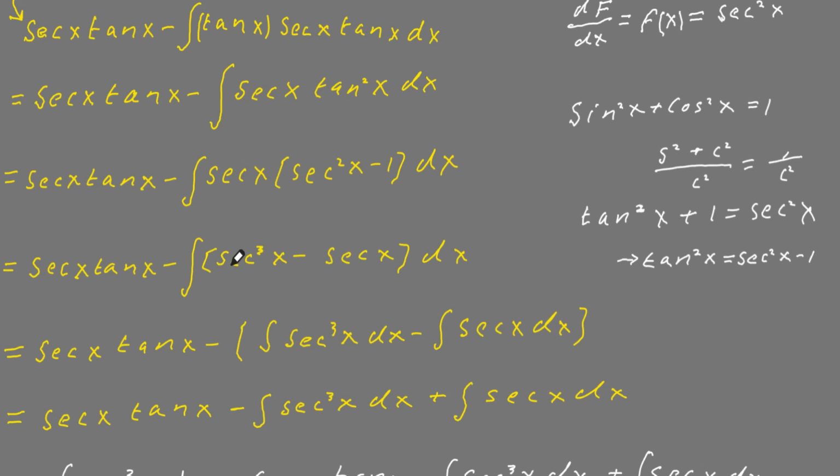So now what you can do is you can put brackets around this integral over here, like this, and you can just let the integral distribute over the two terms inside. So you'll have the integral of secant cube x dx minus the integral of secant x dx. And then you can just distribute this minus sign onto these two terms. So you'll have minus secant cube x dx, and minus times minus is a plus, so you'll have plus secant x.